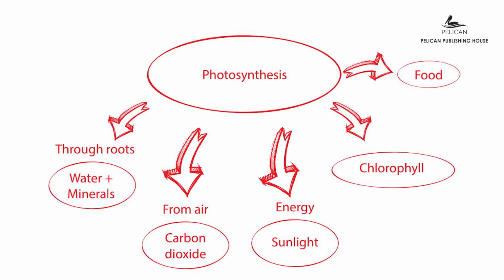Here's the mind map. Photosynthesis is a process in which plants absorb water and minerals through the roots, carbon dioxide from the air, and energy from sunlight in the presence of chlorophyll to give us food.